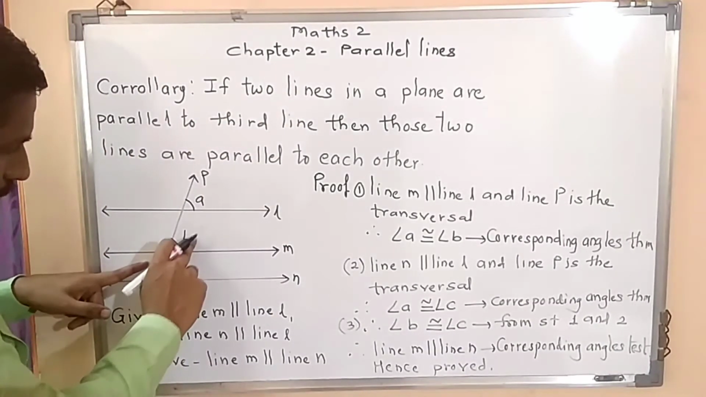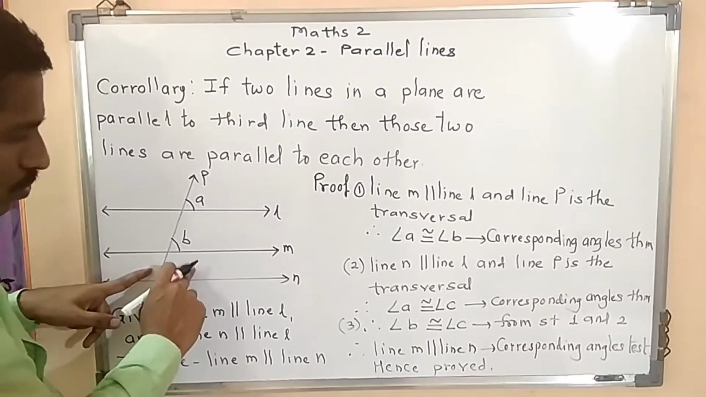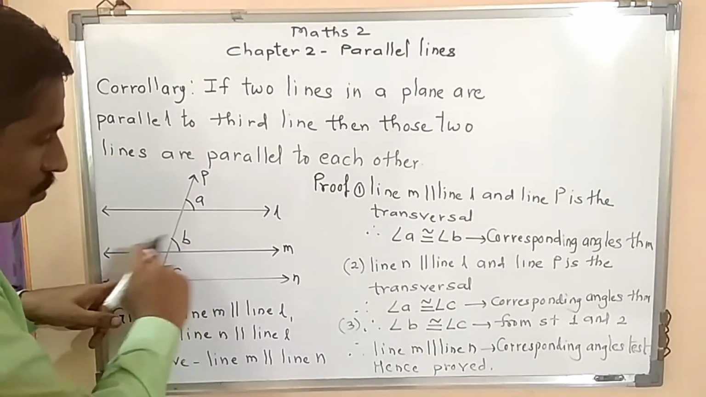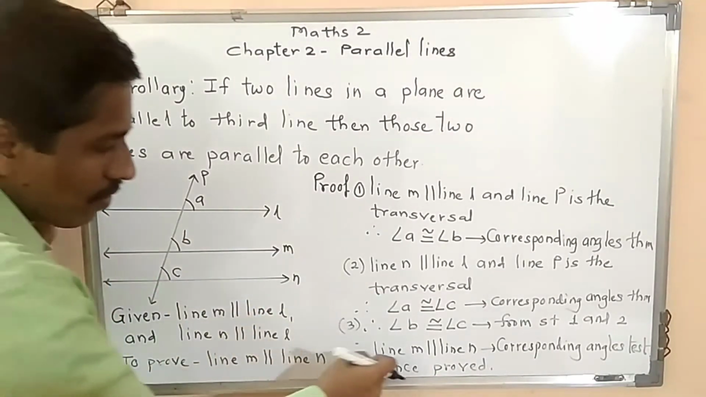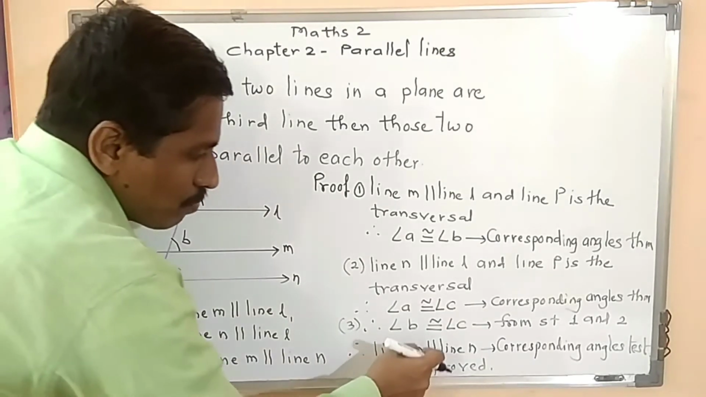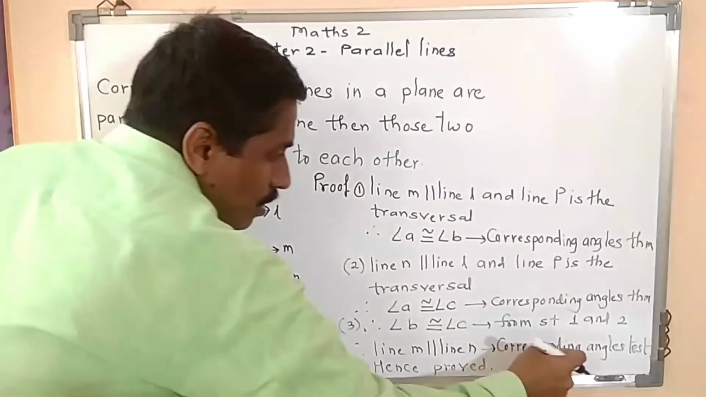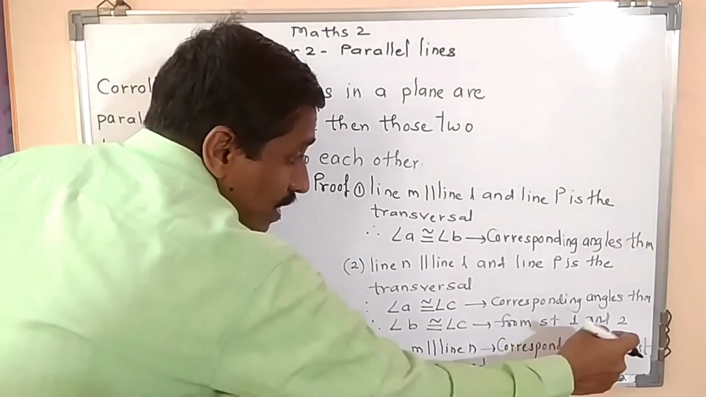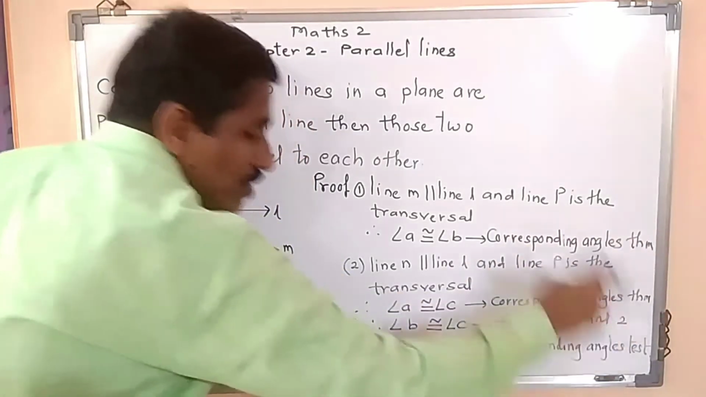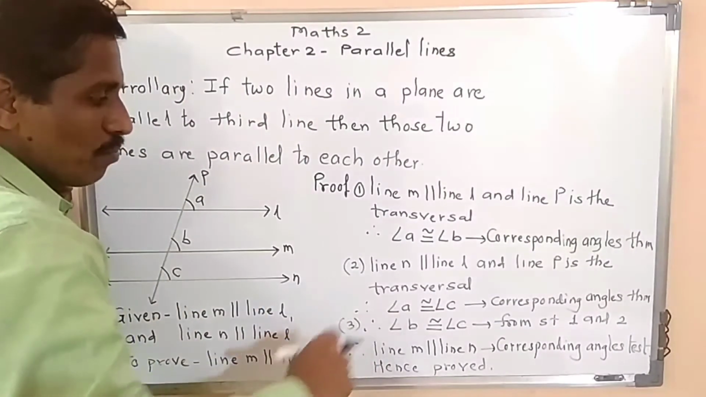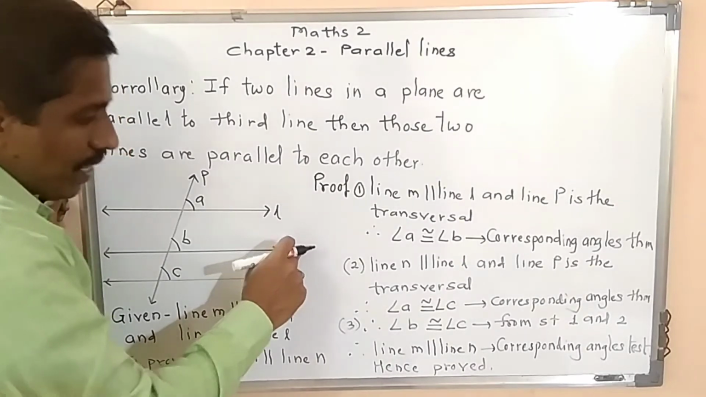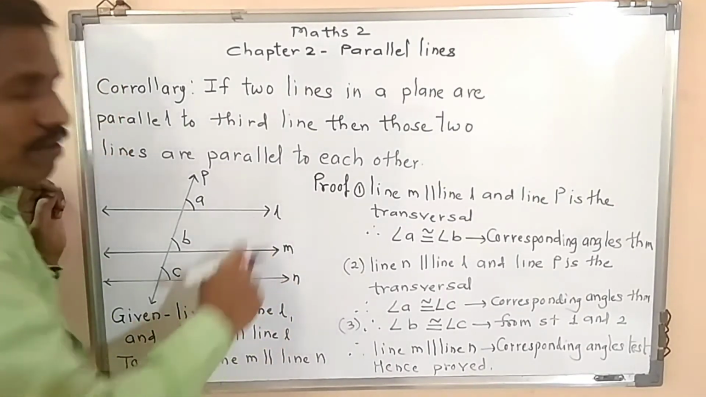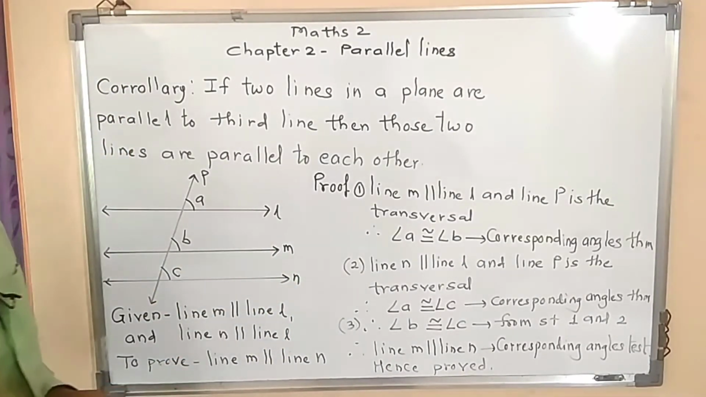But again, B and C are corresponding angles, and we know that when corresponding angles are congruent, then lines are parallel, and therefore line M is parallel to line N. The reason for this is corresponding angles test. So, thus we have proved that line M and line N are parallel to each other.